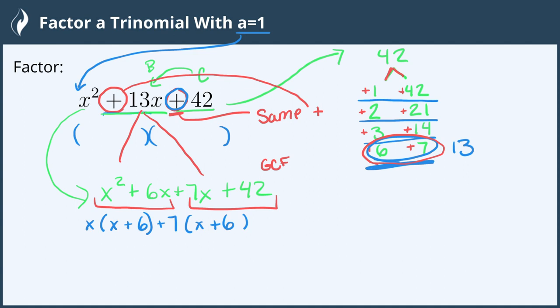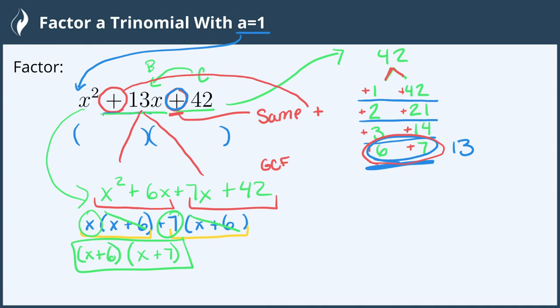Now that we've factored out a greatest common factor for the first 2 and the second 2, we have 2 very large terms that have another common factor. And that common factor is the binomial x plus 6, as we can see it in both this one and this one. If we factor it out, we're left with x in the first one and plus 7 in the second one. Now we have correctly factored our trinomial with the form of a equals 1.